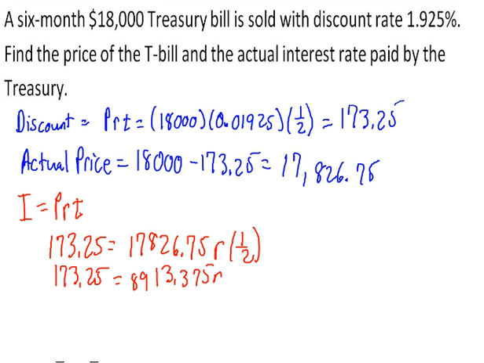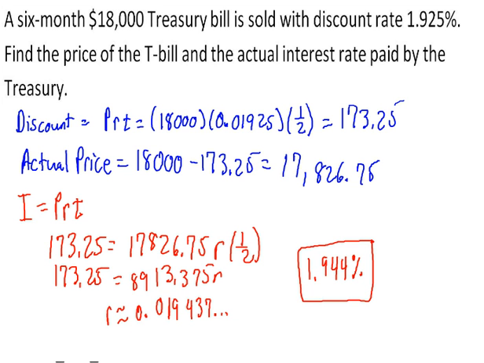Multiplying the 17,826.75 times 1/2, you get 8,913.375, and we'd have that times R. So we divide both sides of the equation by that. So we get that R would be approximately 0.019437... So let's say rounding that to 3 decimal places in the percent. The actual interest rate you earn is actually 1.944%.